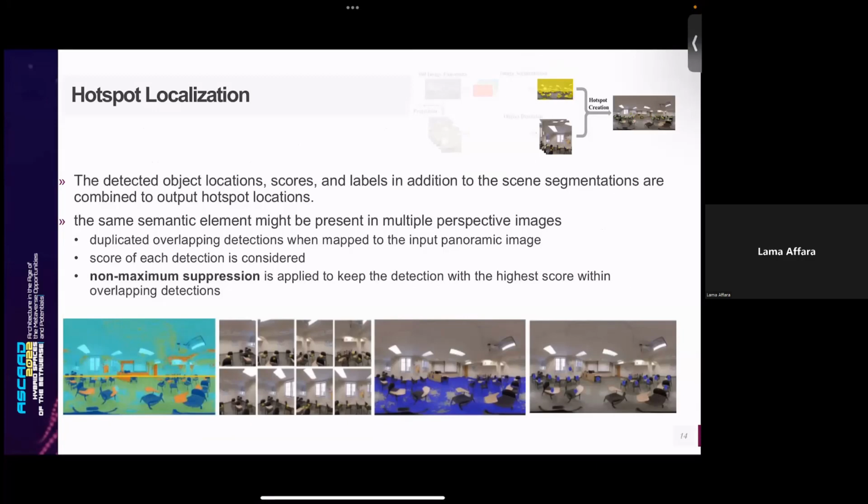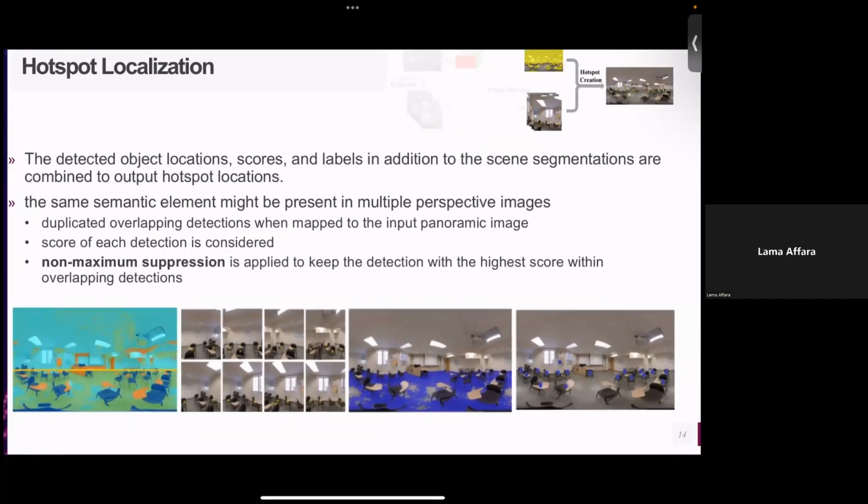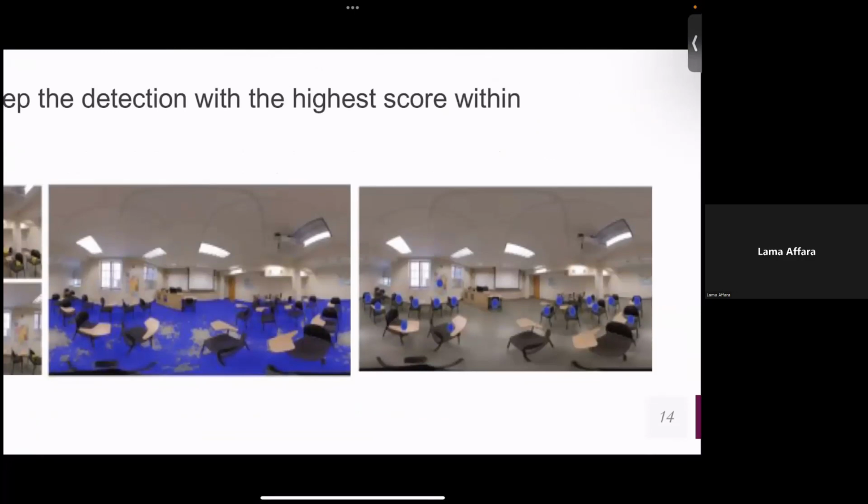We take the detection that has the highest score by applying non-maximum suppression. You suppress all the non-maxima. You take only the maximum scored object and then you identify it as a hotspot. And eventually you get a sense of the hotspots that are available within the environment.